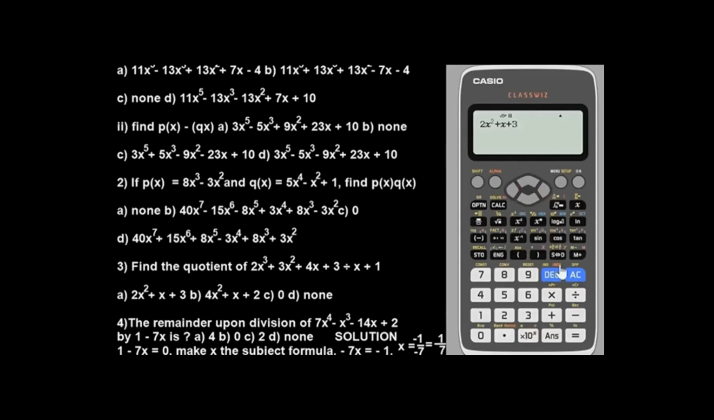Let's put 2 here, and put 4 here. 20. So the answer is option A.